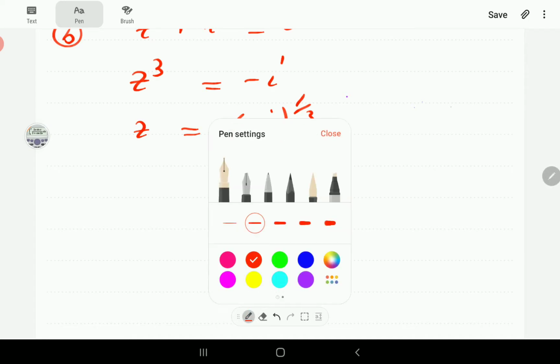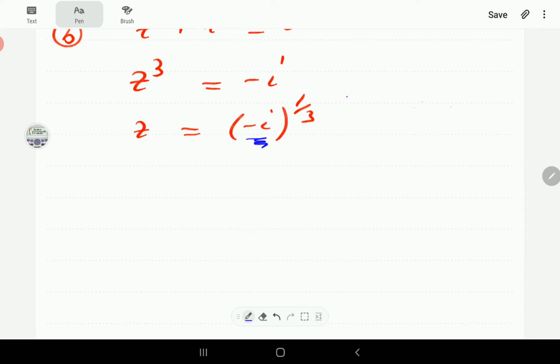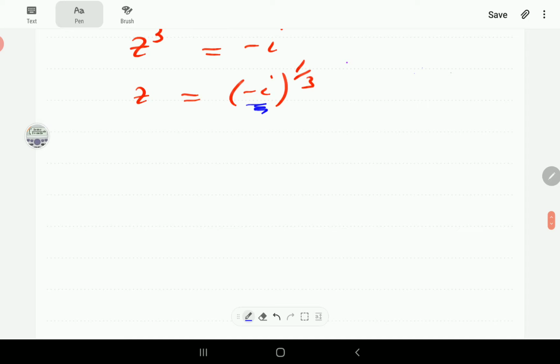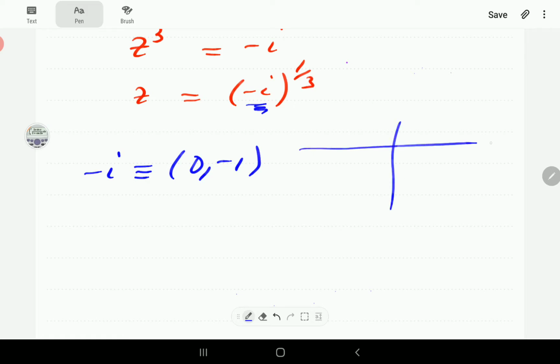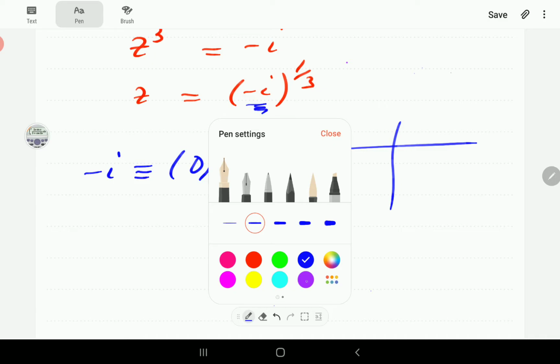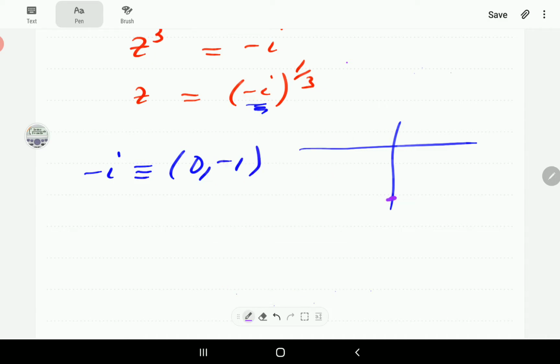All we need to do here is write negative i in polar form, and then bring it back here and plug it into that. Negative i in coordinate form is (0, -1). If we plot it on the Argand diagram, it's going to be located there. This distance is 1, so that means r is 1. This angle here is -pi/2, or -90 degrees.